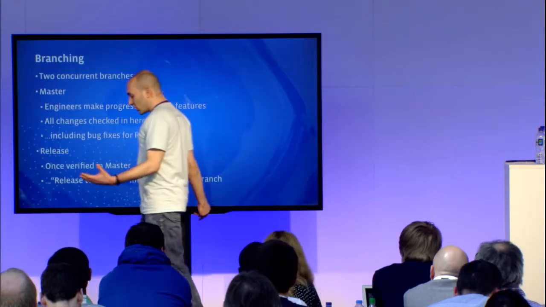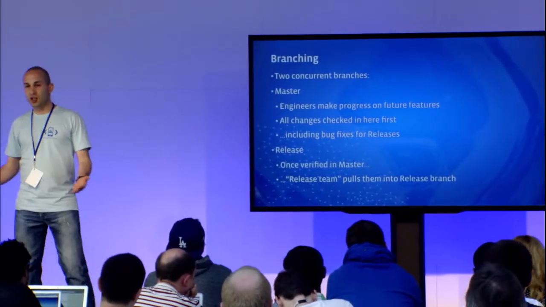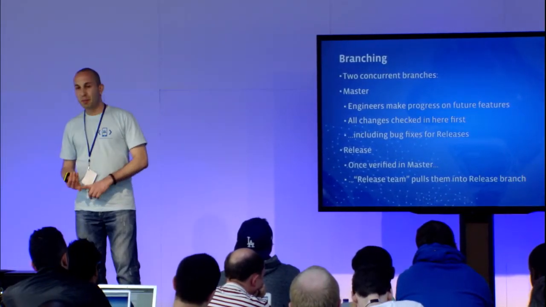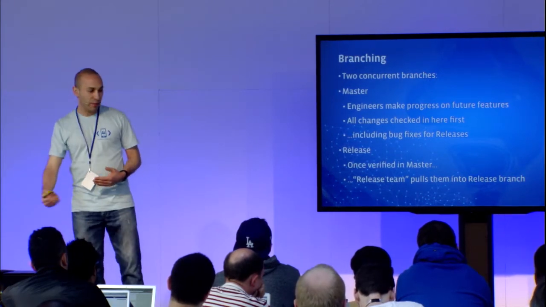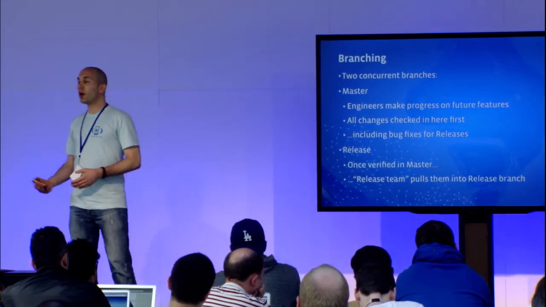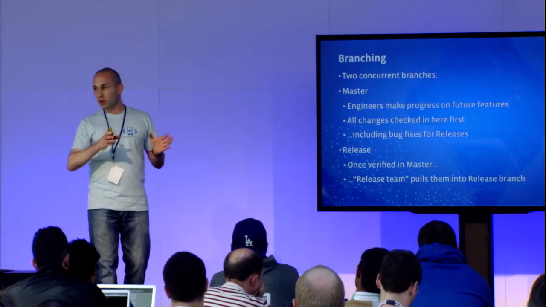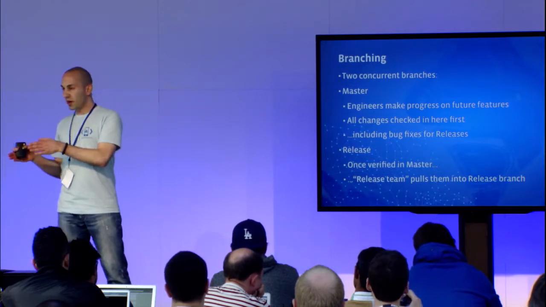Now, as far as branching goes, I've talked a little bit about this. We have 2 branches that run concurrently at all times. One is our master, and master is where all our experiments happen. It's where all our feature development happens. But it's also where all our stabilization happens, because as our release build is running, we check everything in the master first, make sure it works there.